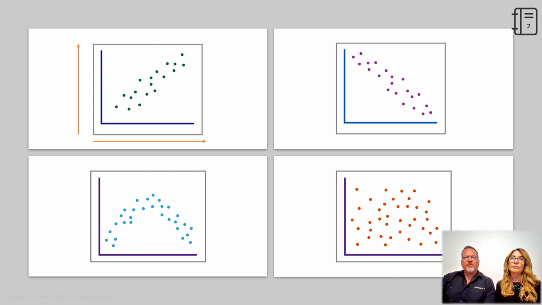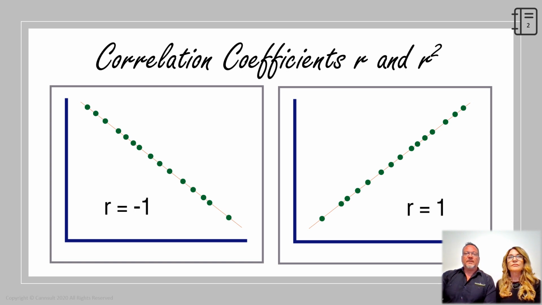Now, fortunately, we don't have to rely on our own judgment of tight or loose with the scatter plot. There's a couple of numbers that will tell you the type and strength of the relationship. And those numbers are the correlation coefficients, also known as R and R squared. The correlation coefficients are numbers that indicate the strength of the correlation between 2 factors.